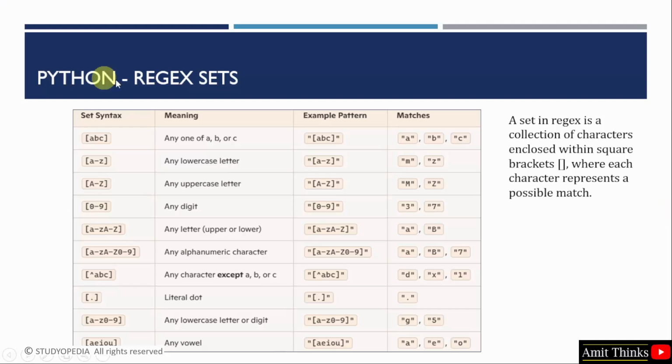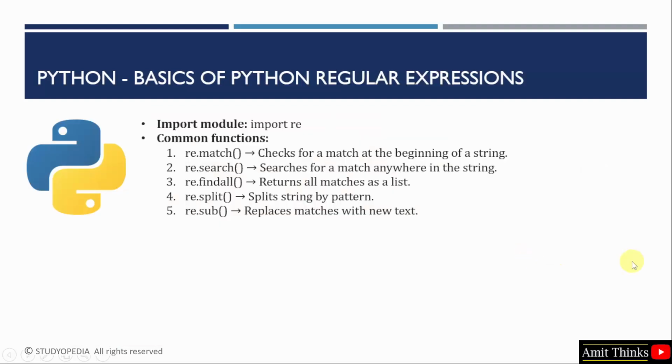Similarly, we have set. It is a collection of characters, as you can see here, enclosed within square brackets. Here each character represents a possible match. So if you want a specific match with any one of A or B or C, mention it like this. For any lowercase, mention a to z. For any uppercase, mention capital A to Z. For digit, mention 0 to 9. And some pattern match examples are also visible. So let us see the examples.